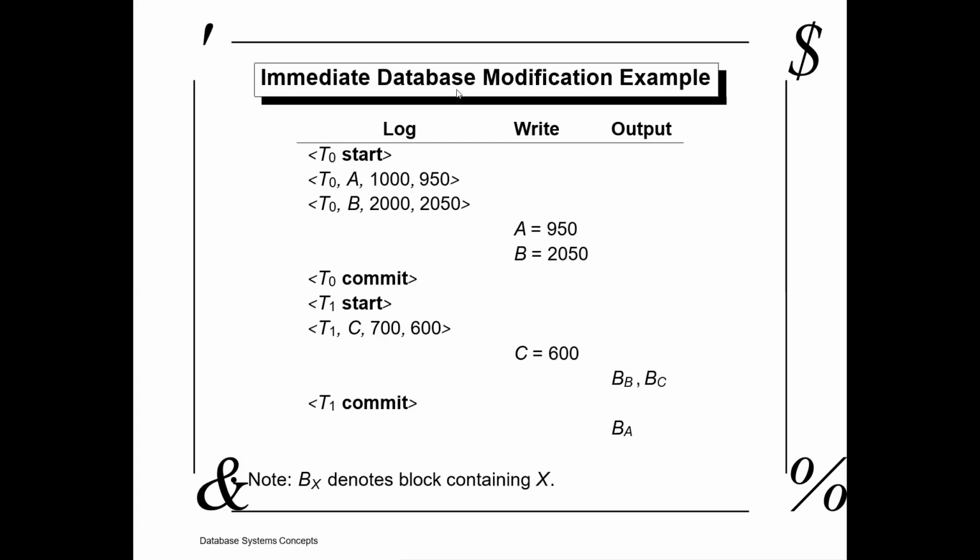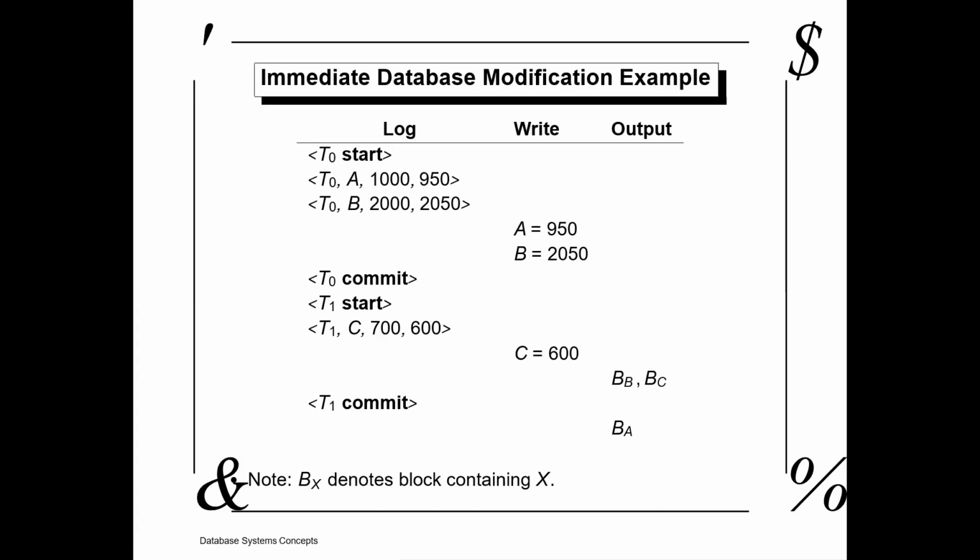So in this immediate database modification example, if you observe, there are two values, not just a single one. If you observe the deferred database modification, you have only one value in the log file. T1, comma, A, comma, 200. T1, comma, B, comma, 400. Only one value will be present in the log file.